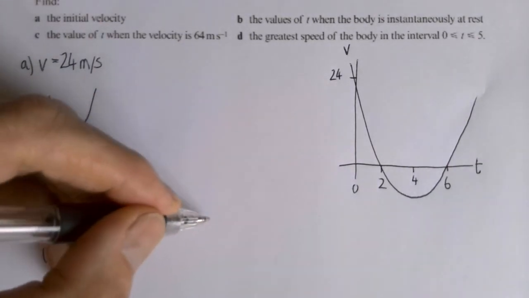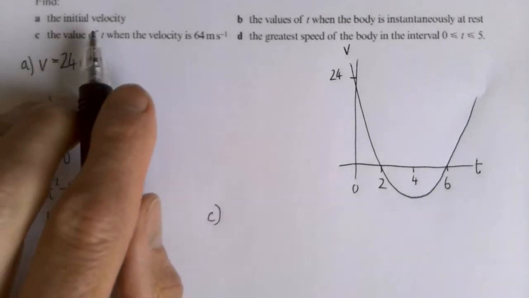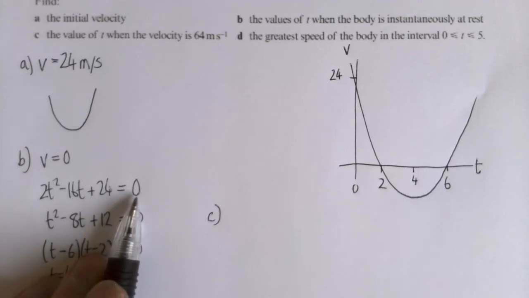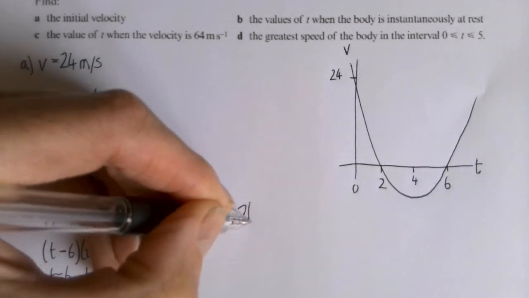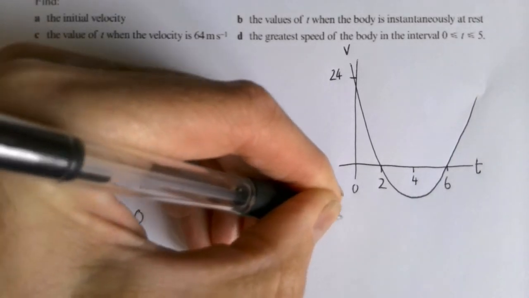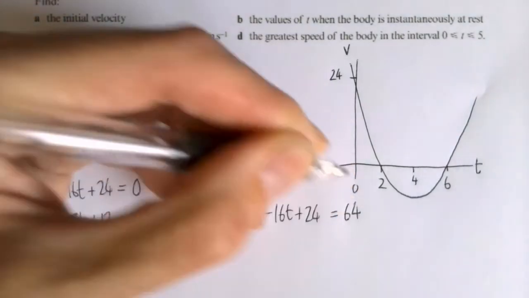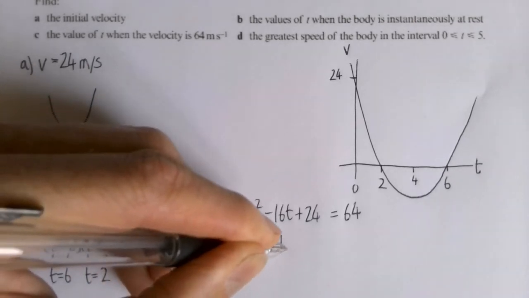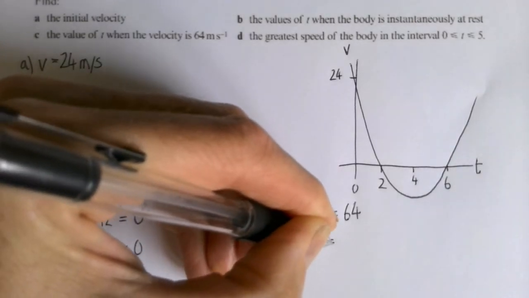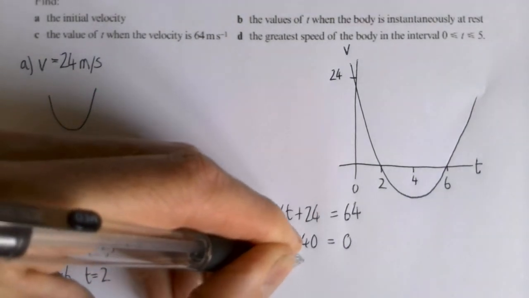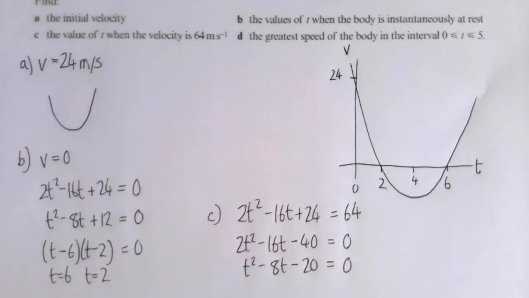Okay, so part C, we're asked what's the value of t when the velocity is 64? Well, what I did here was I asked when is v equal to 0. So now I'm going to ask when is v equal to 64? And because I only solve quadratic equations when I have a 0 on the right hand side, I've got that. And again, I could do this on my calculator, or I could use another method.